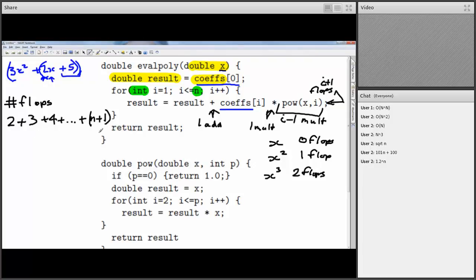So the total number of floating point operations for this approach would be given by that series. Do you know what that's equal to, by any chance? You may not. It's fine either way. Just curious where you're up to.